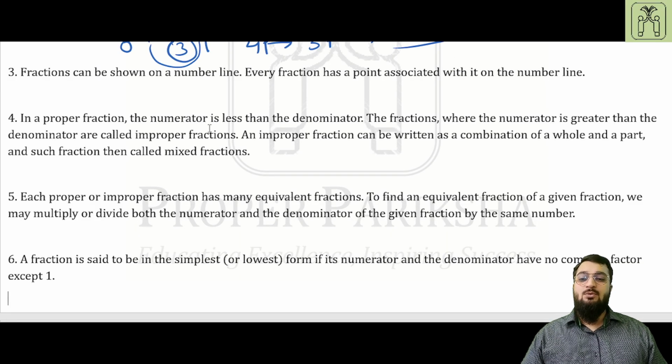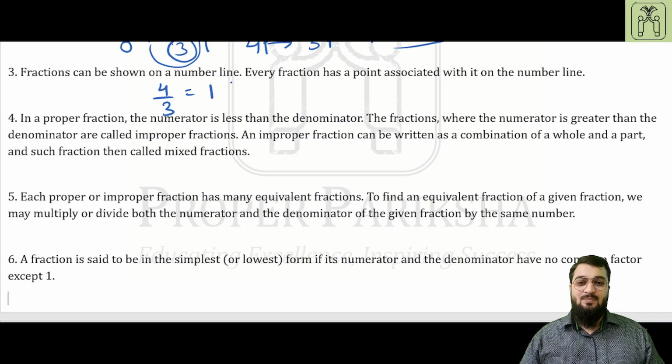Okay, so for example, if I say that I have pizzas, and I have 4 upon 3 of the slices, what does that mean? That means that I have one whole pizza and one more slice of a pizza that is divided into 3 parts. So that means that more than one whole pizza is under consideration.